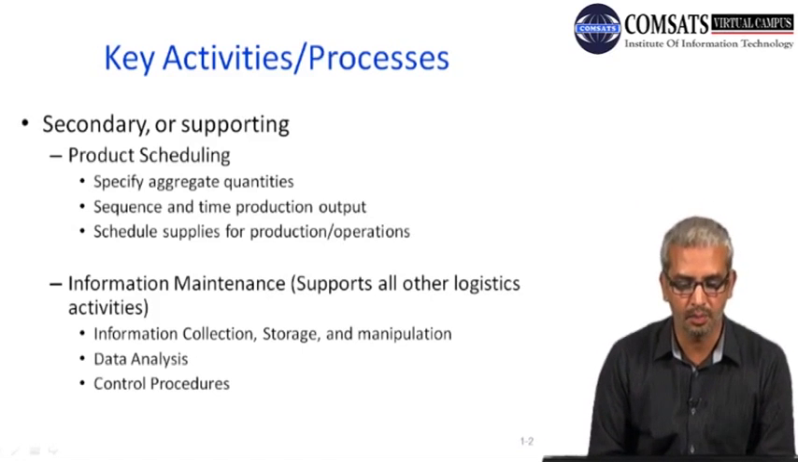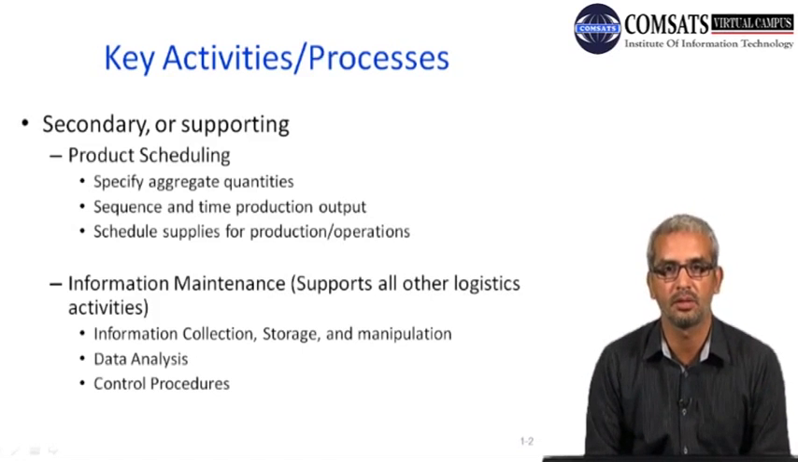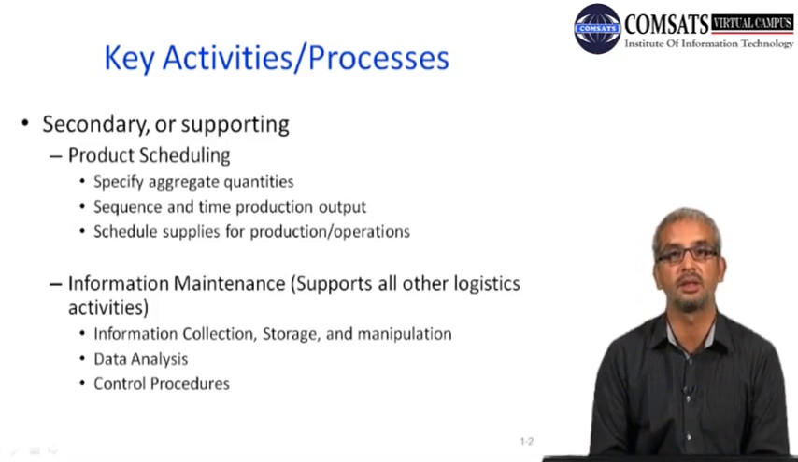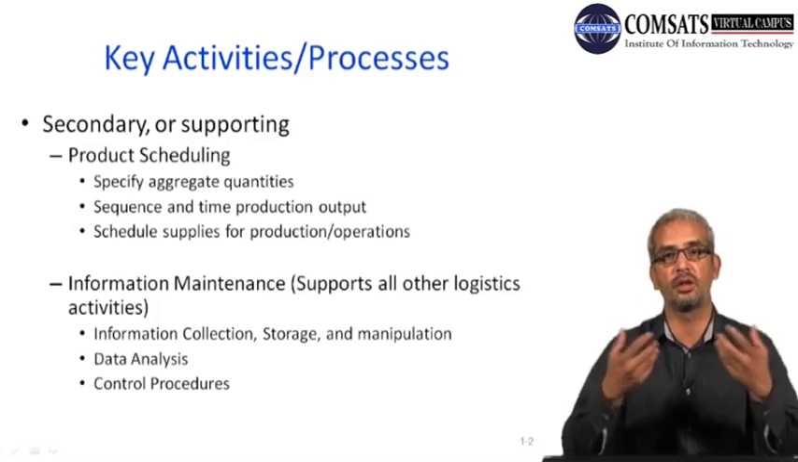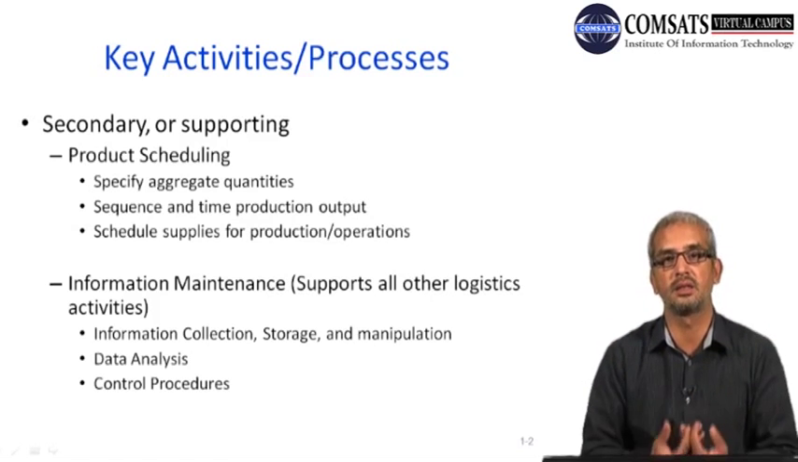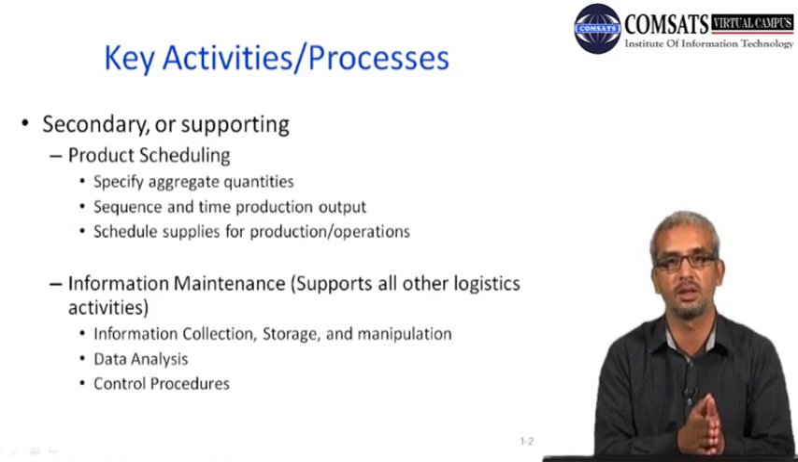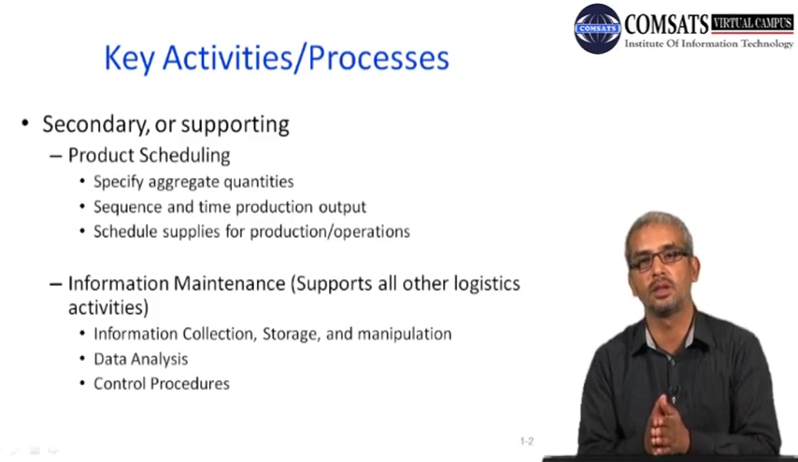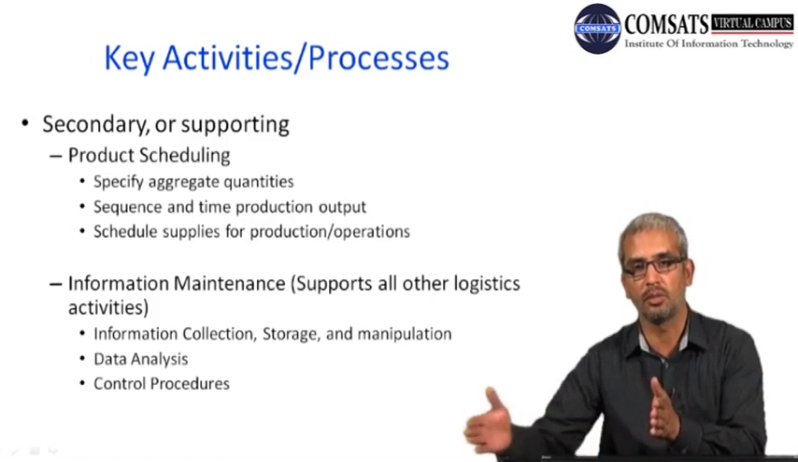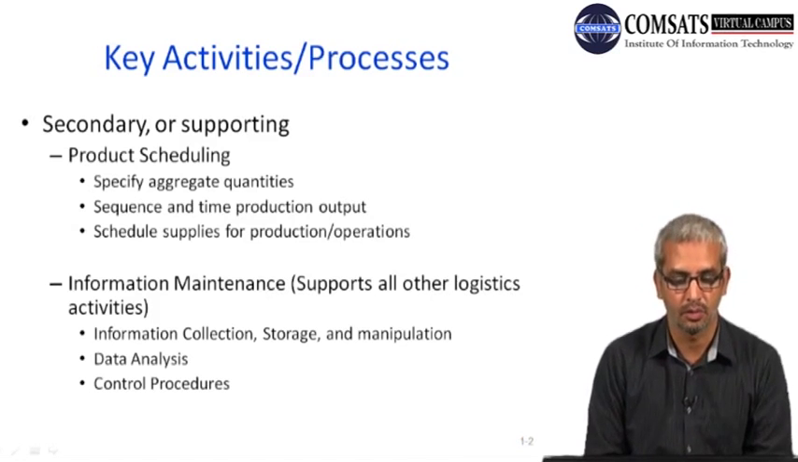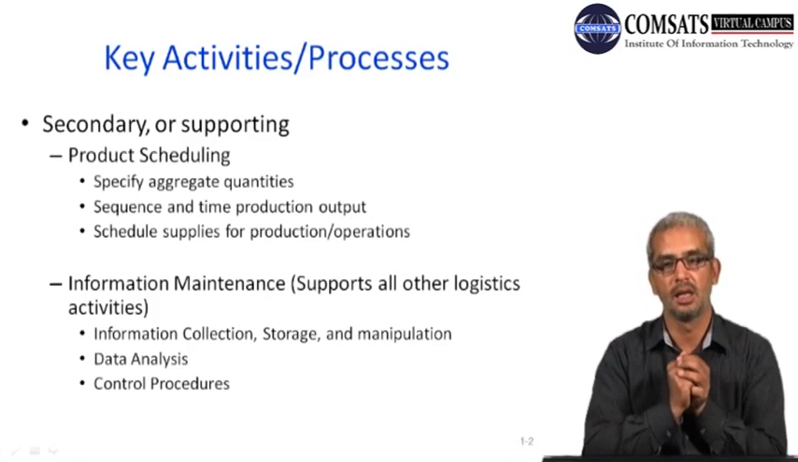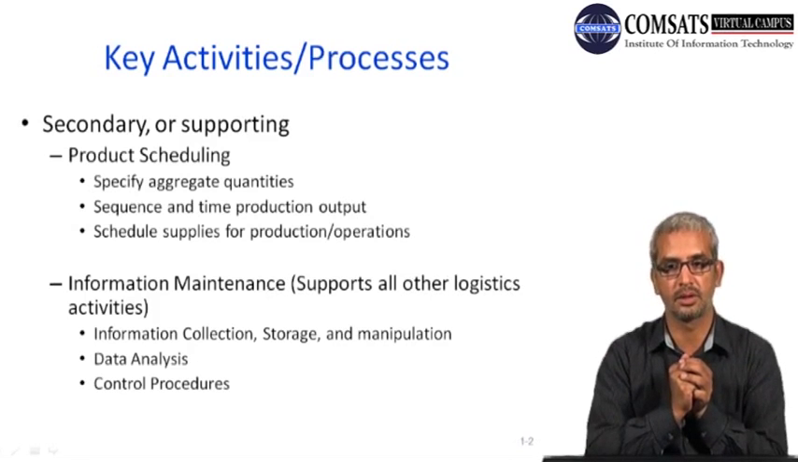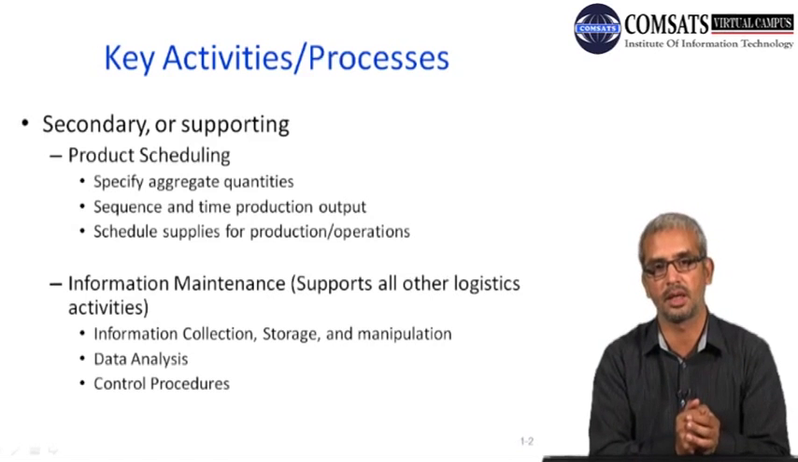So that is why it is important what information is being collected, how it is being collected, how it is being stored, and how it is being manipulated to extract useful information out of it. What is necessary, what is to be done, how it is to be done, for whom it is to be done, and what is the time domain in which it is to be achieved. So information maintenance is one of the secondary, support activities, which is consistently moving along a supply chain.